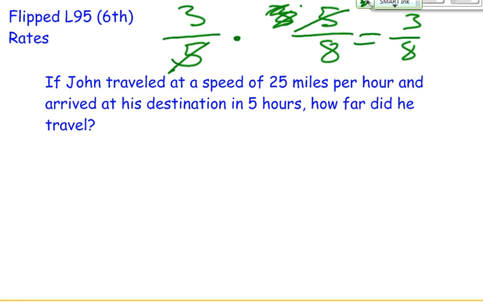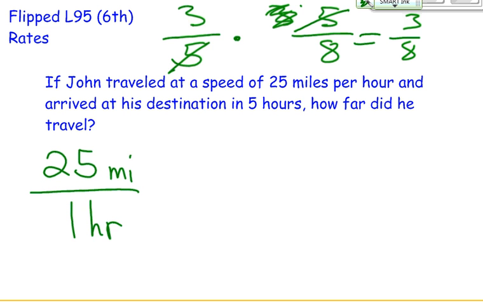It says John traveled at a speed of 25 miles per hour and arrived at his destination in 5 hours. How far did he travel? Now, to solve this problem, you know that you're going to take 25 miles per 1 hour, and we're going for 5 hours, so we're going to multiply by 5 hours.